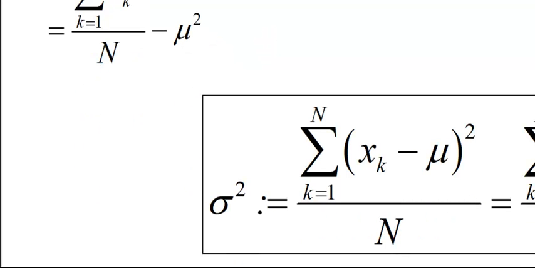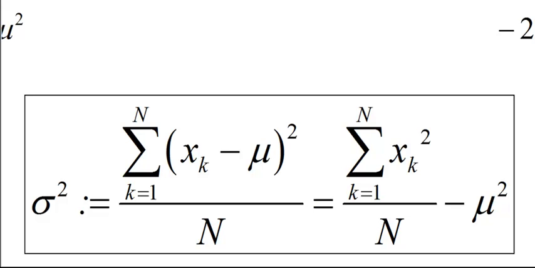Okay, so let's see if we can put these side by side in the box here. So, in both cases, it's the variance, which we represent by this lowercase Greek letter sigma squared.